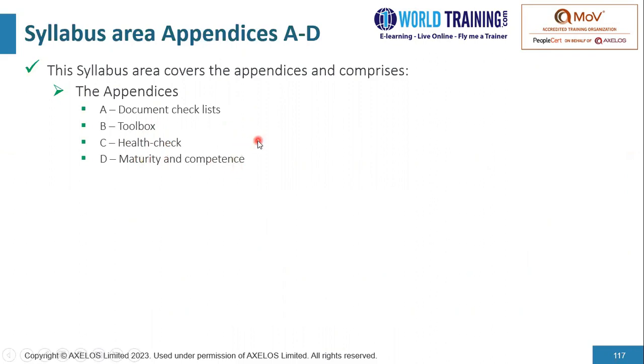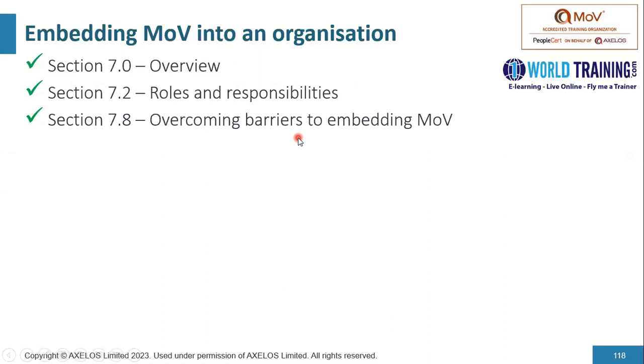Now, when you buy an MoV exam voucher, they would also give you access to an MoV guide. In the MoV guide, you would have each of these appendices. So a few ideas pertain to embedding MoV into the organization. Let's consider these 3 aspects: overview, roles and responsibilities, and overcoming barriers to embedding MoV.